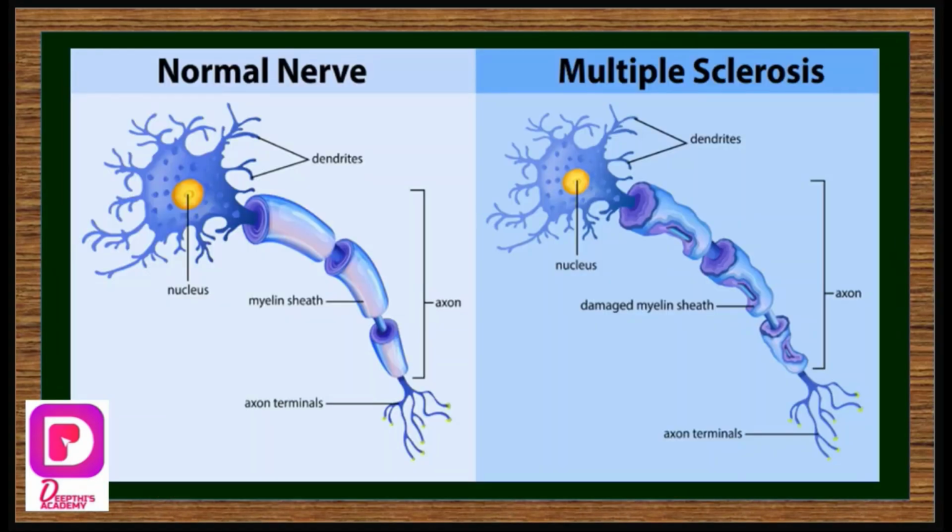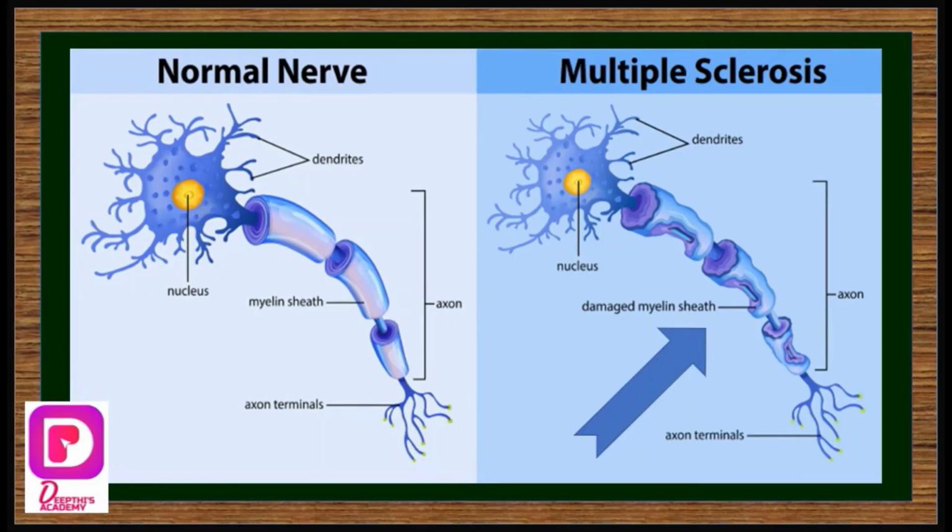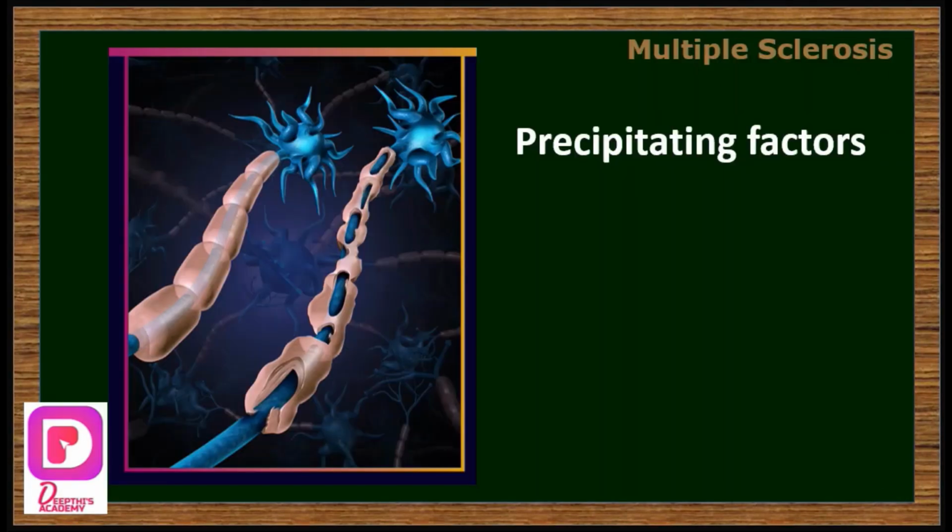Now, let's compare a nerve cell that is affected with multiple sclerosis with that of a normal nerve cell. You can see a damaged myelin sheath. The immune system attacks the myelin, the protective layer around the nerve fiber, and causes inflammation and lesions. This makes it difficult for the brain to send signals to the rest of the body.